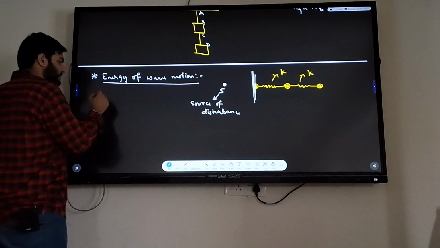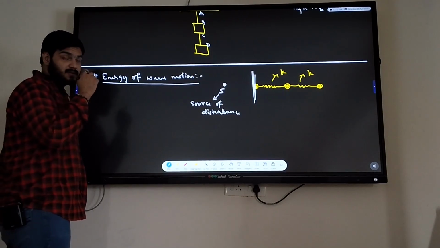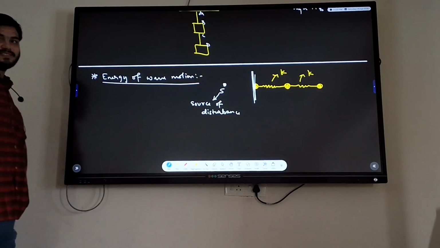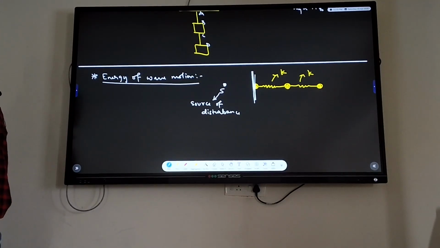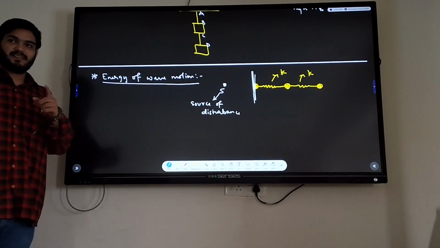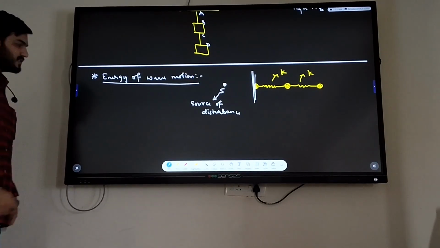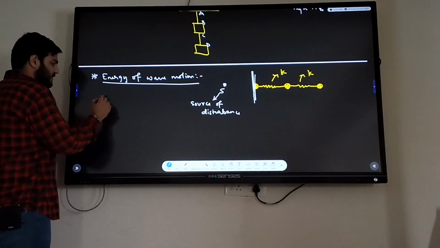Potential energy is half k x square, and kinetic energy is half k times a square minus x square. Then the total energy is half k a square. Yes. And k can be written as m omega square, right? Yes. Then the total energy of an oscillator.